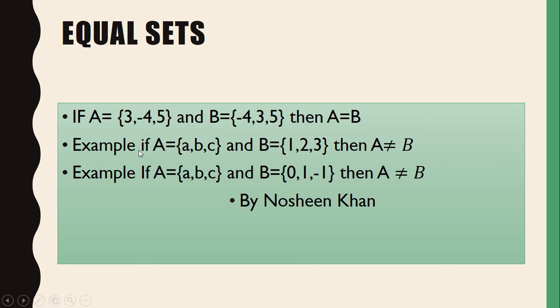Another example is if A is equal to {a, b, c} and B is equal to {1, 2, 3}, then A doesn't equal B because the number of elements are equal but they are not same. Another example is if A is equal to {a, b, c} and B is equal to {0, 1, -1}, then A doesn't equal B. Again here the number of elements are equal but they are not same.